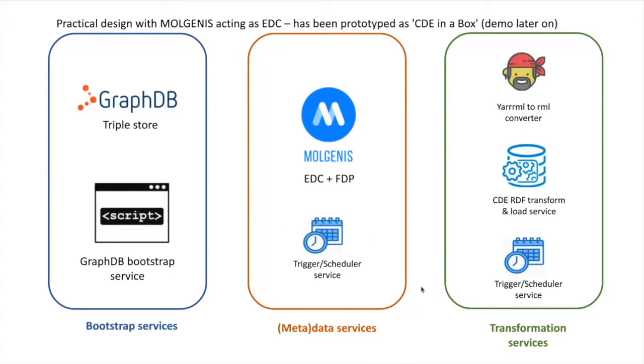And we have a second variety from the Mogenous team. They use the bootstrap layer, and they modify the data or metadata service layer. Here we use Mogenous as an EDC system, plus Mogenous also has FTP behavior in it. So we replace the FAIR Data Point software and simply use the Mogenous system here. The Mogenous system communicates with the data transformation layer to do transformation and store it in a triple store.